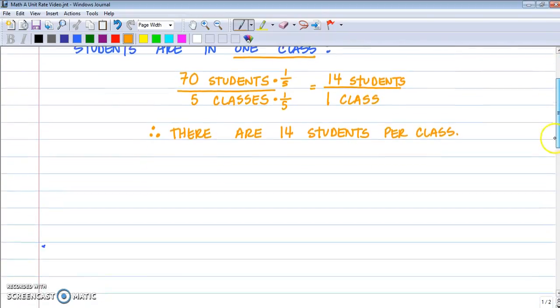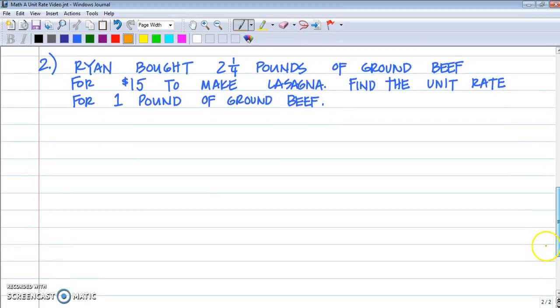Second example states that Ryan bought 2¼ pounds of ground beef for $15 to make lasagna. Find the unit rate for 1 pound of ground beef. So I'll start by building the rate as it's described in the problem, which is $15 for 2¼ pounds.